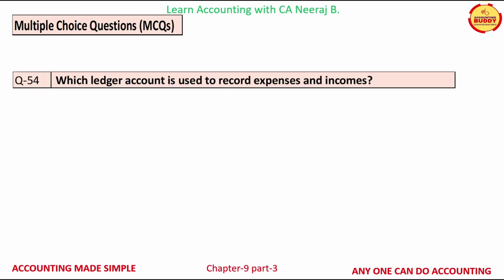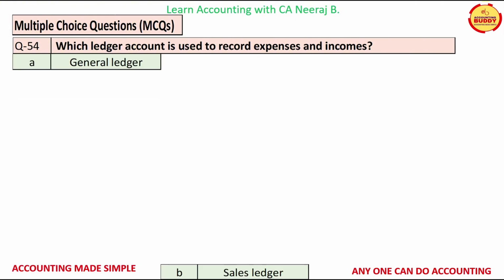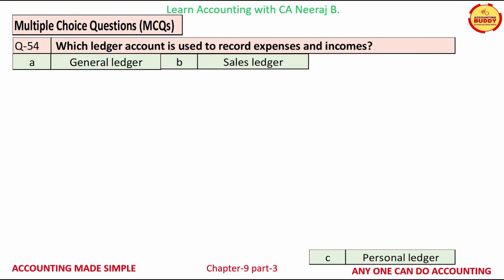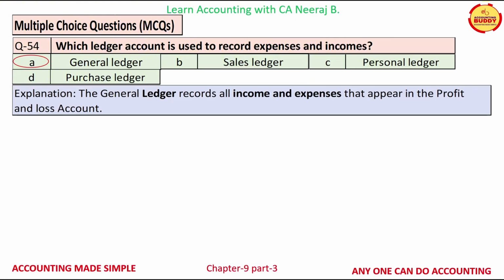Question 54 is, which ledger account is used to record expenses and incomes? And the available options are option A, journal ledger, option B, sales ledger, option C, personal ledger and option D, purchase ledger. And the correct answer is option A, journal ledger. The journal ledger records all income and expenses that appear in the profit and loss account. That is why option A is the correct answer.